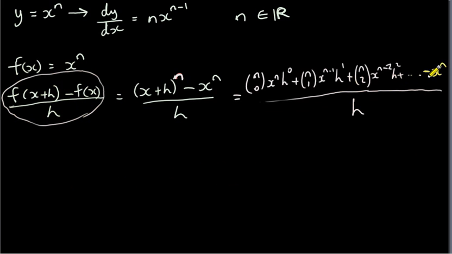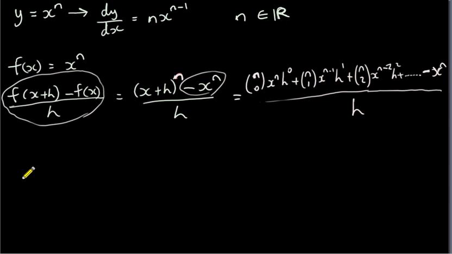Something I forgot to mention is that we have to subtract x to the power of n. Okay, I forgot this. So we have an infinite series here. If, as I explained, n is not an integer, we'll have an infinite series in the binomial expansion of x plus h to the power of n. And then we subtract x to the n. And then we divide the whole lot by h.